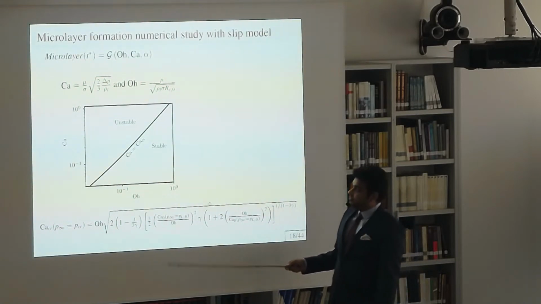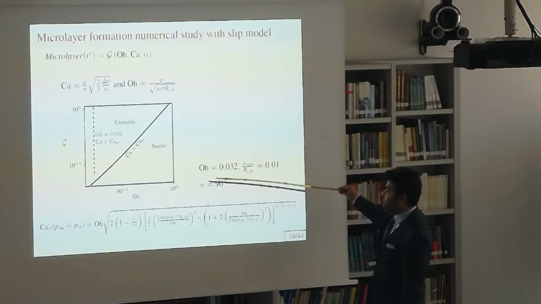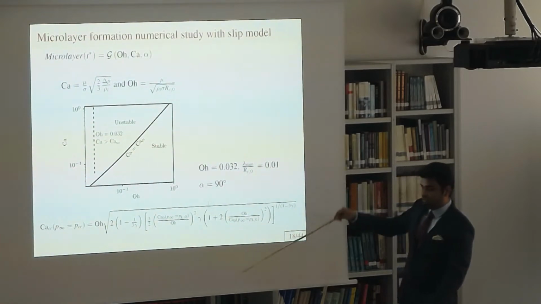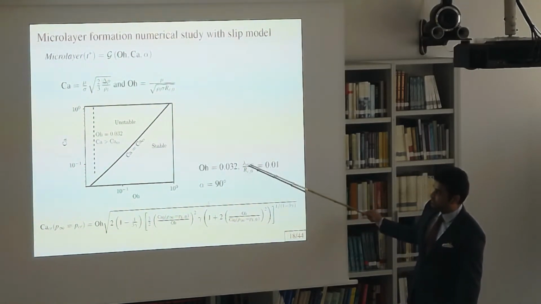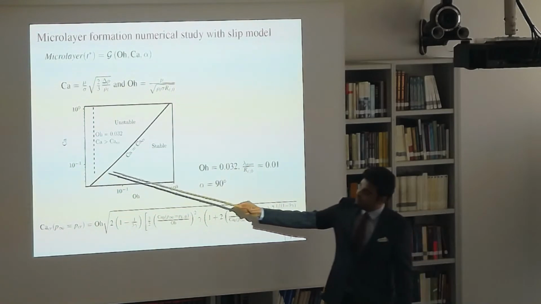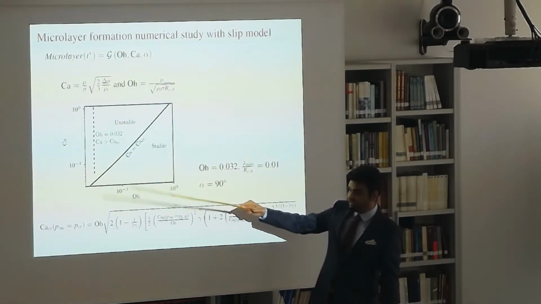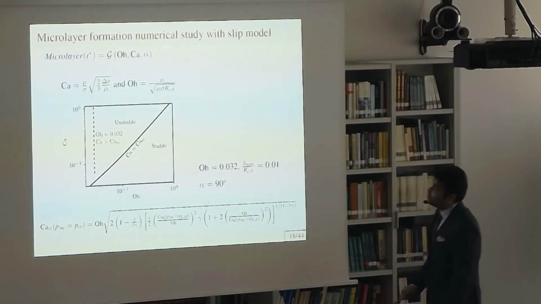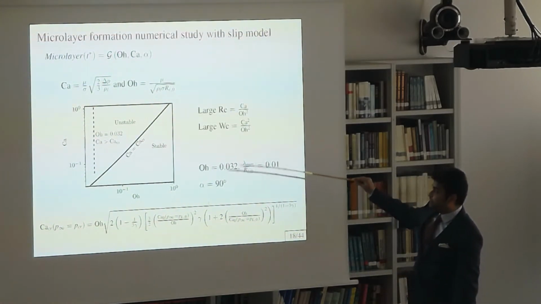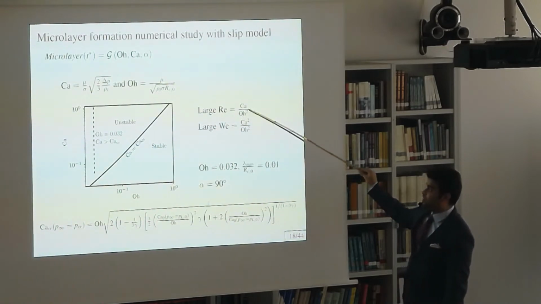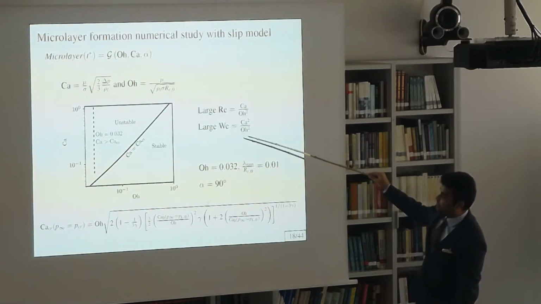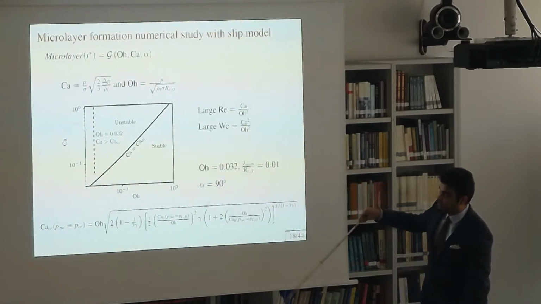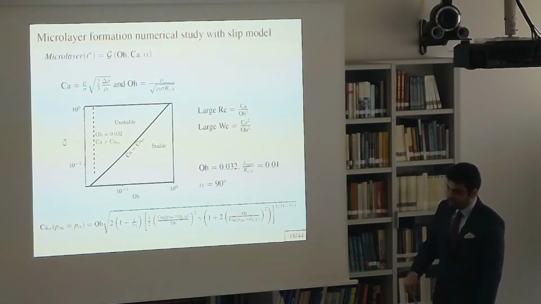To start with, we fix the Ohnesorge number to a smaller value. We fix the slip length and contact angle, and we move along this vertical line where we study the effect of capillary number on the formation of microlayer. Note that this regime corresponds to small Ohnesorge, and the large capillary regime corresponds to large Reynolds and large Weber numbers. And I'll come back to this also when I'll be talking about the effect of Ohnesorge numbers.